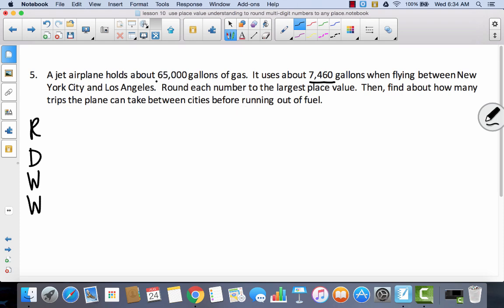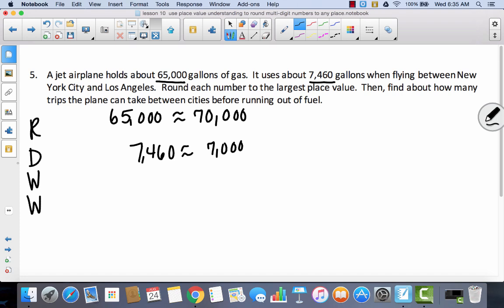So I've got two numbers here. I've got 65,000 and I've got 7,460. So this time I'm not going to draw a vertical number line because I'm going to draw something else I'm going to show you. So 65,000, what's the largest place here? That would be the 10,000s. So this comes between 6 and 7 10,000s. The 5 tells me that it's greater than halfway. So this would round to 7 10,000s. And then I've got 7,460. So if I round it to the greatest place value, that would be the thousands. So it comes between 7,000 and 8,000. The 4 tells me it's less than halfway, so that's 7,000.